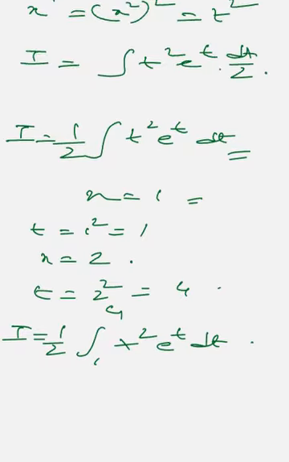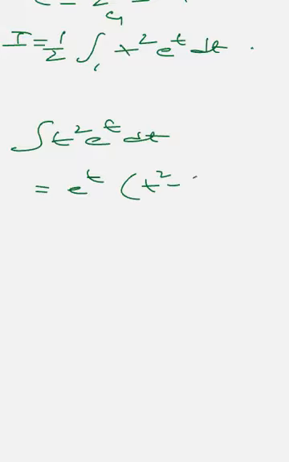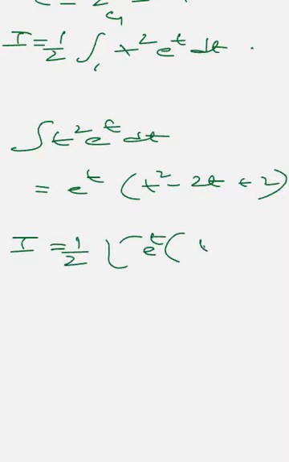Now this requires integration by parts, right? So we use the standard formula: integral of t^2 e^t dt = e^t (t^2 - 2t + 2). This is the standard repeated integration by parts result. So I = half times e^t (t^2 - 2t + 2), evaluated from 1 to 4. Okay, now apply the upper and the lower limits.